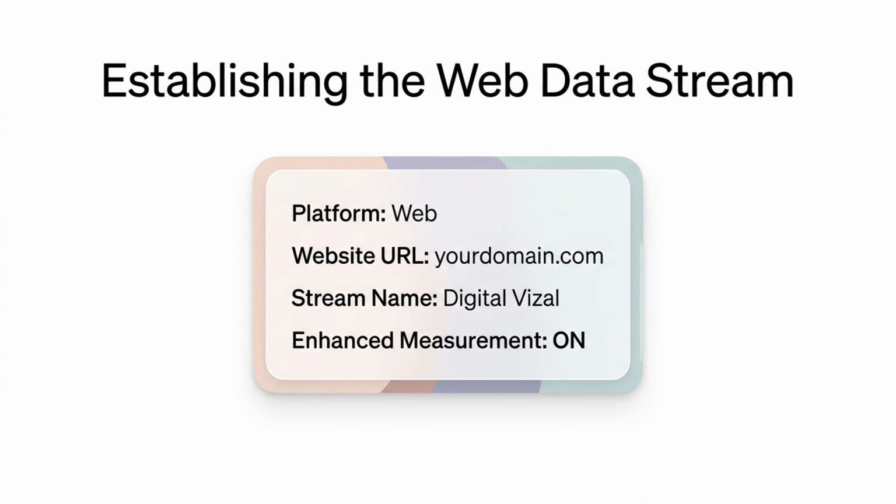After accepting the terms and conditions, you must set up a data stream. Since we are tracking a website, select the web platform. Enter your exact domain name and give the stream a recognizable name. Make sure that enhanced measurement is toggled on, as this automatically tracks page views, scrolls, and outbound clicks without needing extra code. This step generates your unique measurement ID.